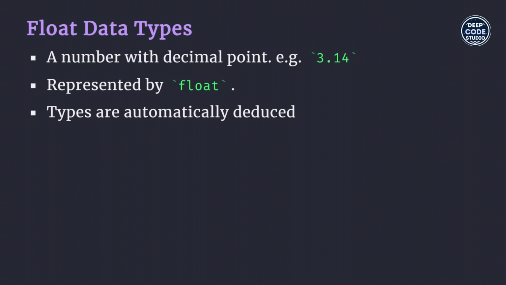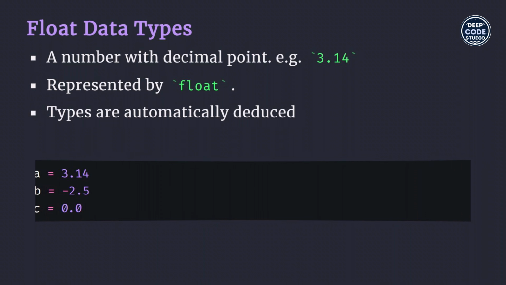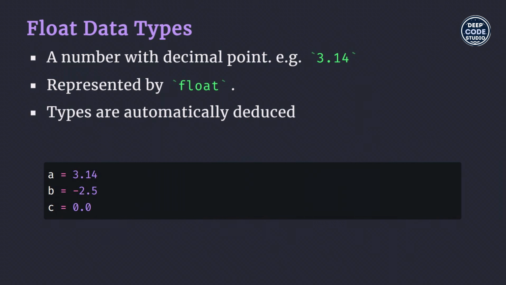Floating point numbers are numbers with decimal points, for example 3.14. They are represented by float, but you don't need to specify that explicitly. Python will automatically deduce their types. Here are some ways to define floating point numbers: a = 3.14, b = -2.5. Just like integers, you can also specify negative floating point numbers.